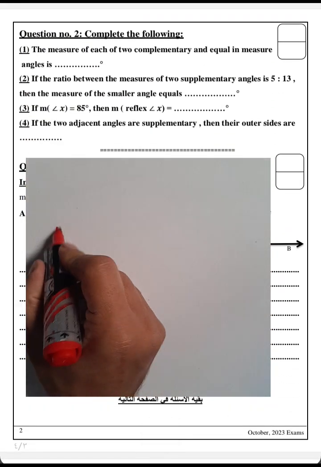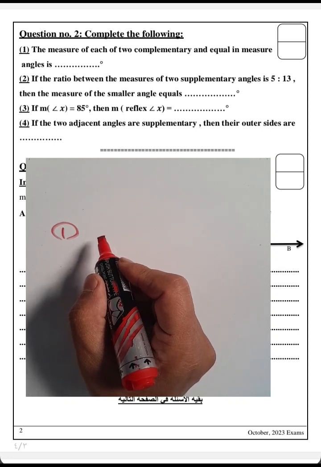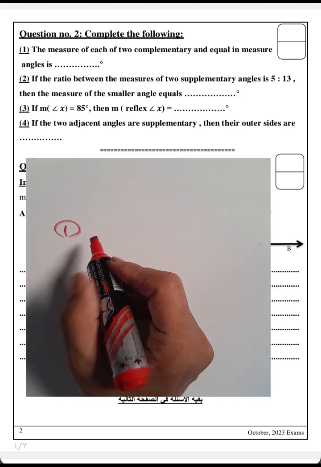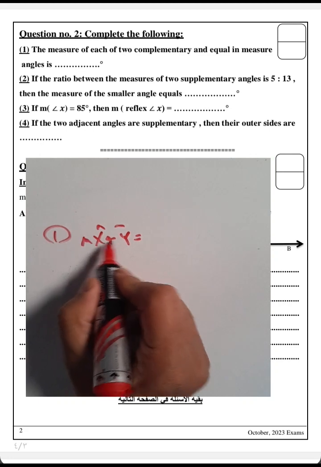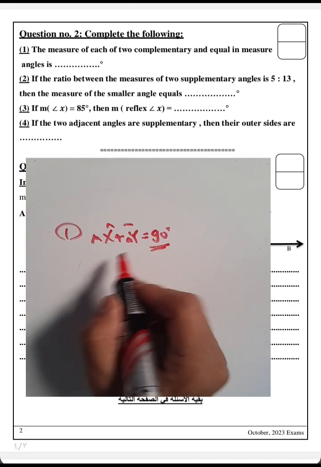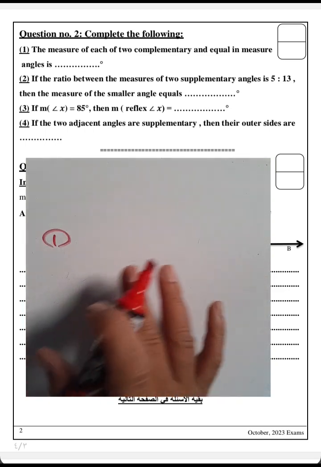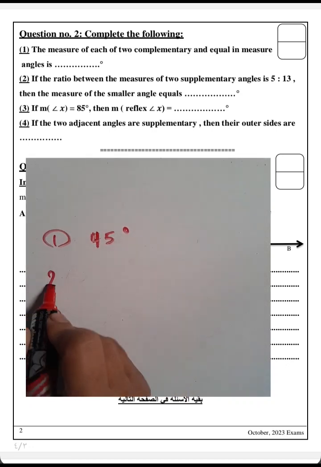Question number 2. Number 1. The measure of each of two complementary angles that are equal in measure equals what? We have complementary angles x and y, and the sum of them, the measure of angle x plus the measure of angle y, will be 90 degrees. And then they are equal in measure, so we can divide 90 by 2, it will be 45. Then each one will be 45 degrees. The result will be 45 degrees.